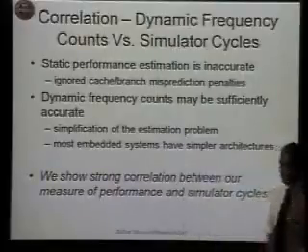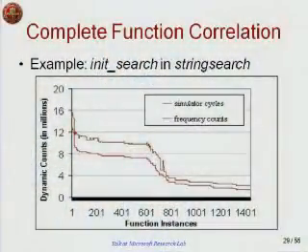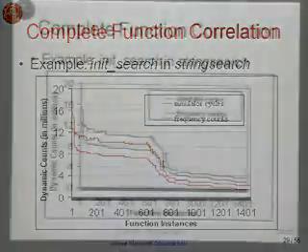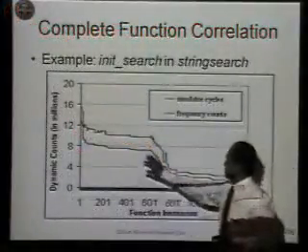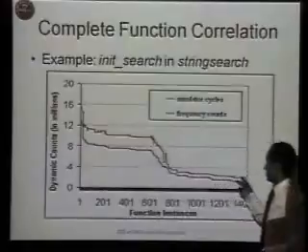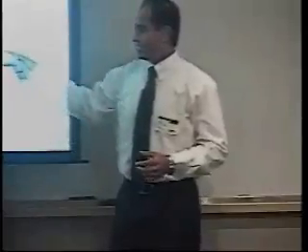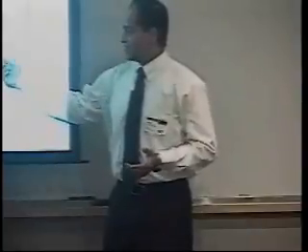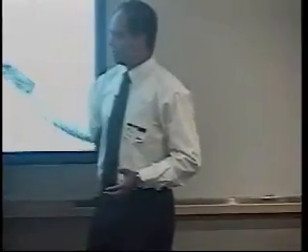Therefore, in the next set of experiments, we try to show that we actually have a strong correlation between our measure of performance and simulator cycles. This is one graph over one typical function, init_search in stringsearch, which compares the simulator cycles to our measure of frequency counts for all the different function instances of this function. Two important things to notice here: the two lines are pretty well correlated. However, it is less important that they are actually the same, because we are only interested in finding the best function instance, not in finding the accurate performance. It's just finding the best instance, which we are able to do.